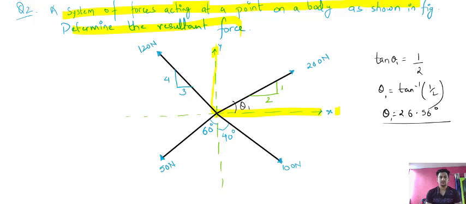Okay, now you have calculated the value of theta 1 here. Now suppose this is theta 2, so for calculating theta 2, what will be the angle?